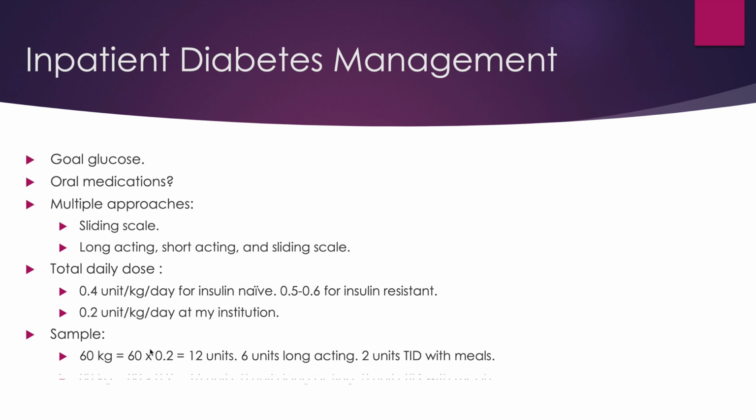Okay, another example. Assume you have a patient who is 80 kilos and you are using 0.2 units per kilo per day. So you do 80 times 0.2. The total daily dose of insulin would be 16 units. Now you divide 16 by 2 and you get 8. The 8 units you give as long acting, and the remaining 8 that makes up the 16 you divide by 3. Now 8 by 3, you can round it to 9. So the 9 units you can do as 3 units TID with meals. So that's how you calculate someone's long acting and short acting insulin regimen.